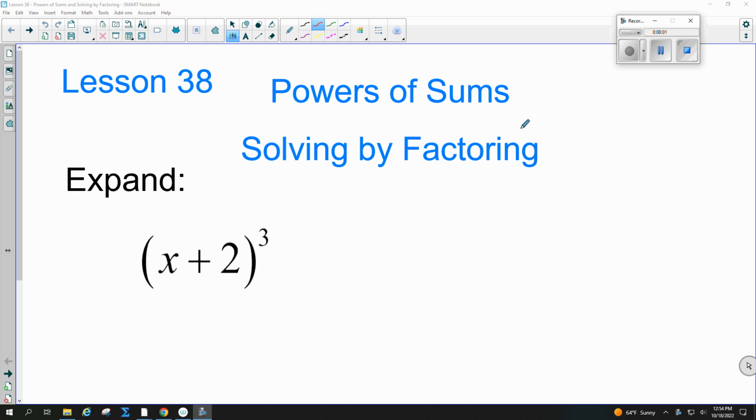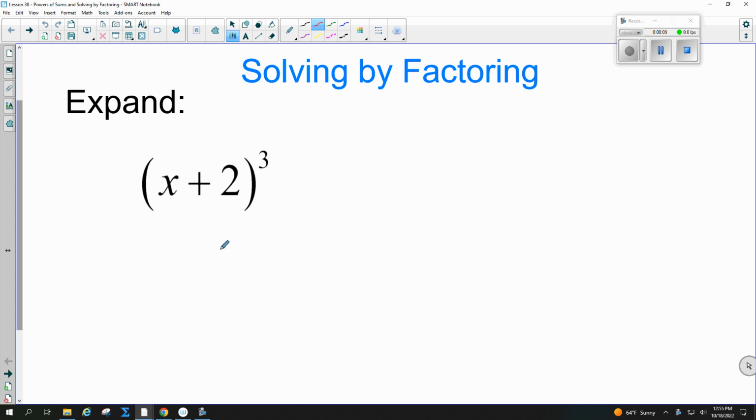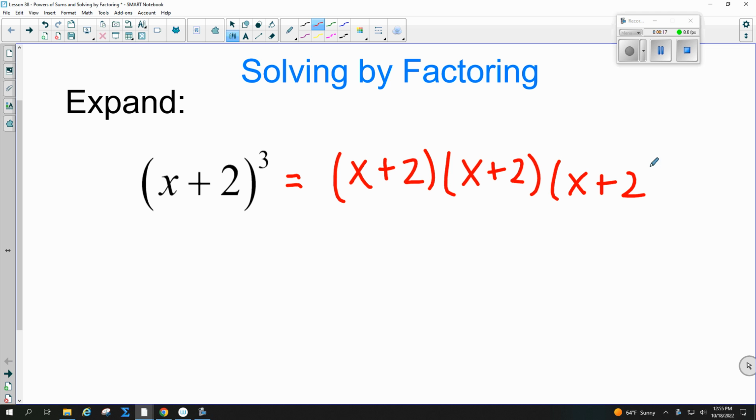x plus 2 cubed. This is called powers of sums. The power is the 3. The sum is you're adding, like that binomial. The first thing that you want to do is write this as 3 sets of parentheses. So this is x plus 2 times x plus 2 times x plus 2.